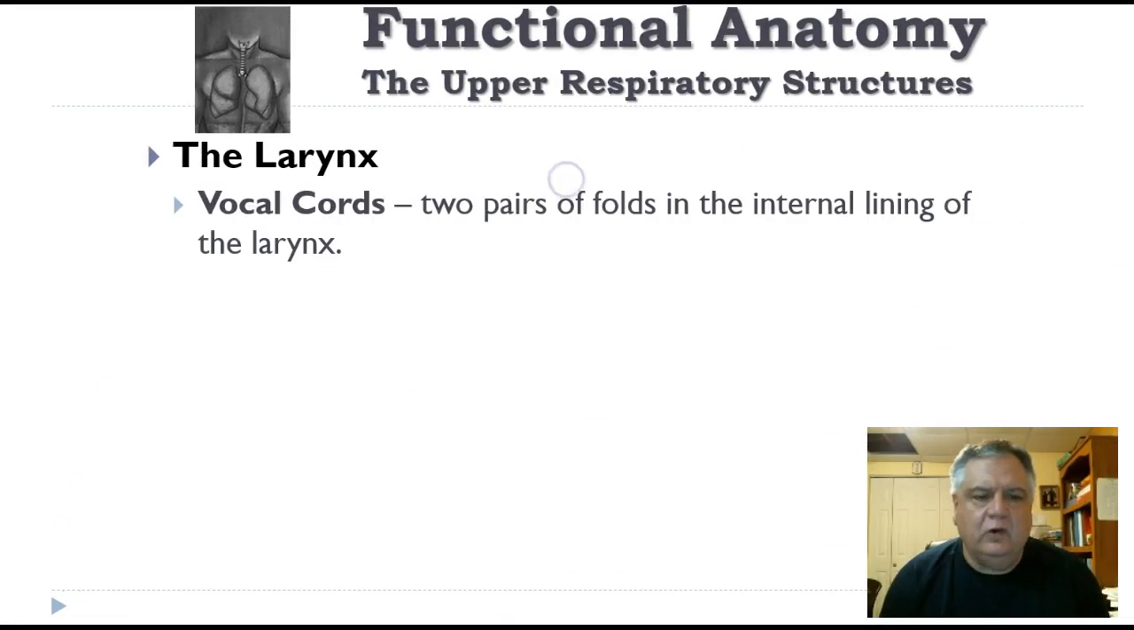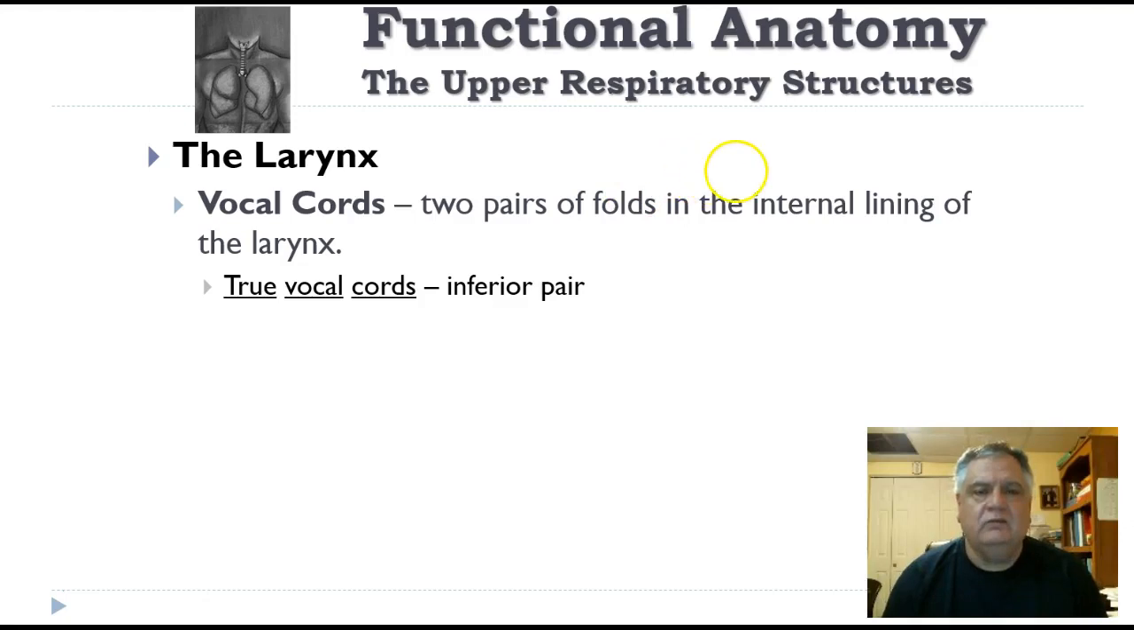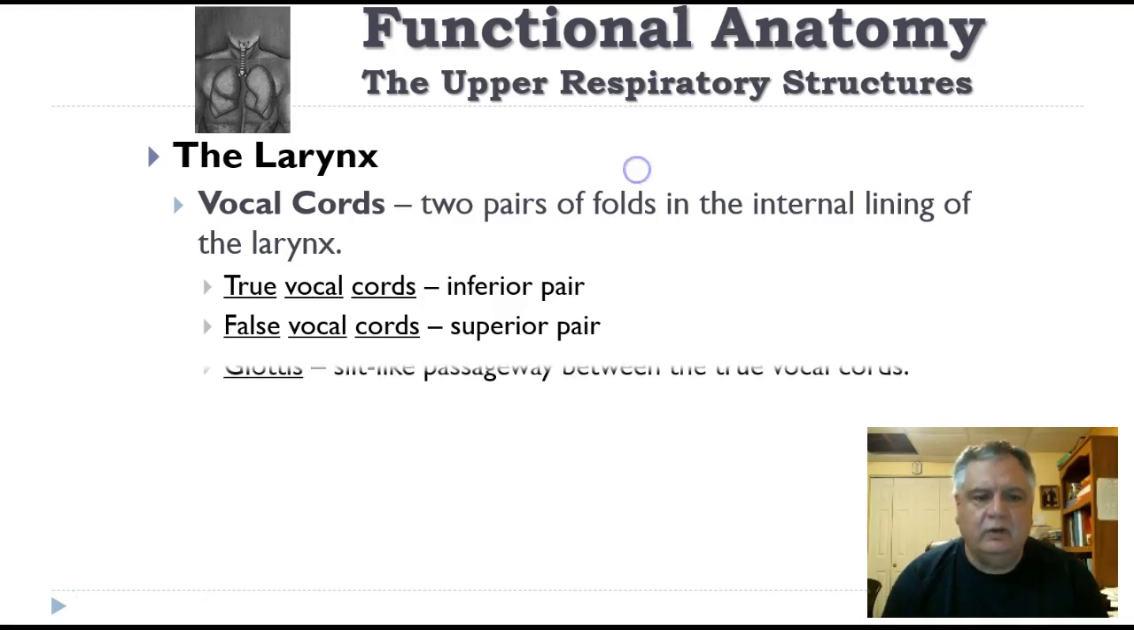Okay, so continuing on with our discussion of the larynx, we find internally that the larynx contains two pairs of folds in the internal lining of the pharynx. These folds are referred to as the vocal cords. There are two pairs of them. One, the inferior pair, is referred to as the true vocal cords because they are truly involved in the production of sound. And just above them, superior to the true vocal cords, we have the false vocal cords. They're false vocal cords because they're in that area, but they are not really involved in the production of sound.